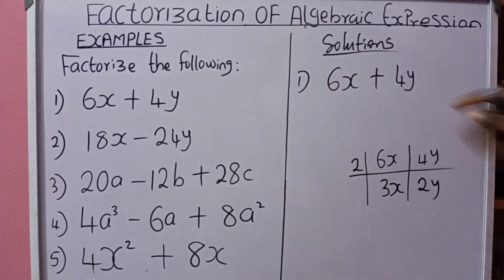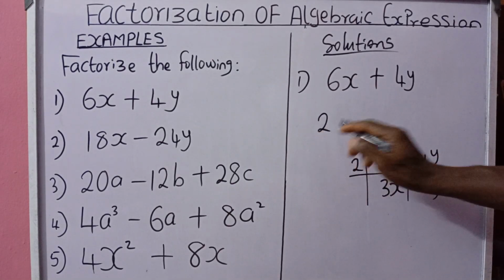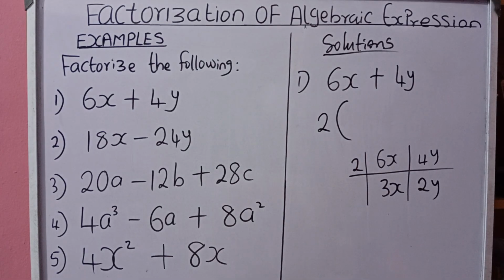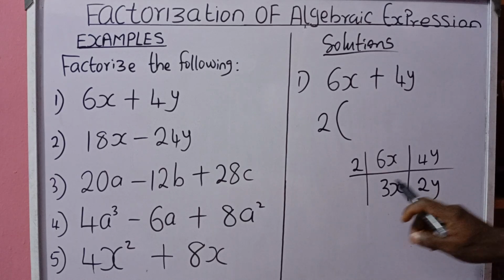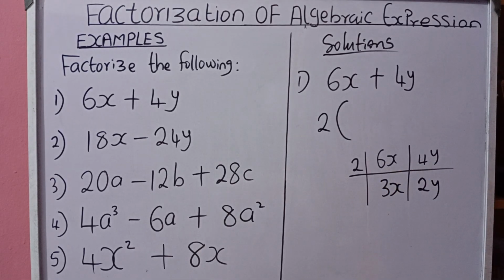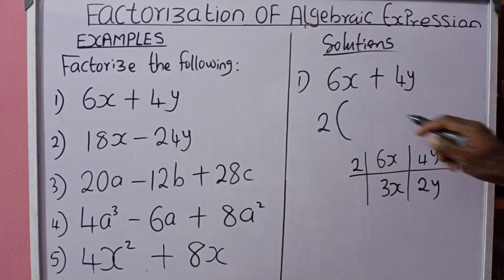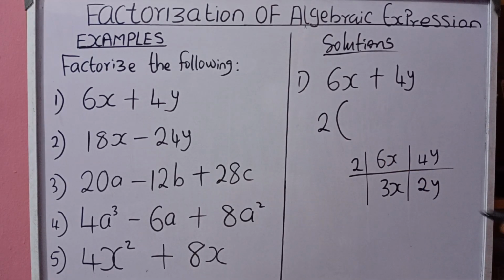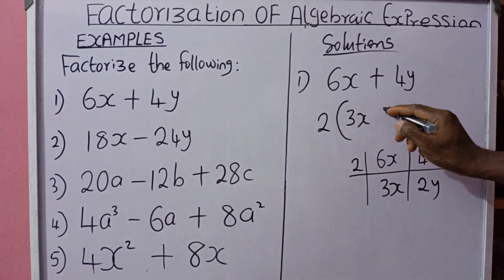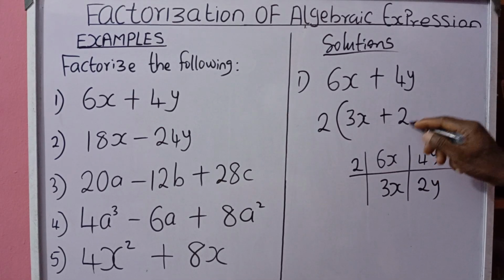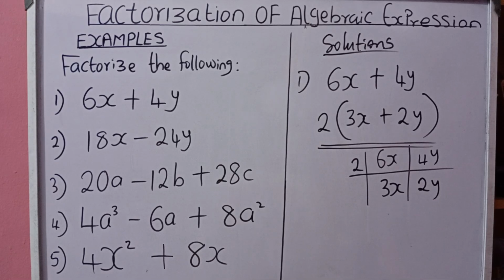So in factorizing this, what you do is to write the HCF outside of the bracket. And what do you do next? What we have there is 3x and 2y. So you will simply insert them inside the bracket. That will now be 3x plus 2y. So this becomes the solution to this particular question.